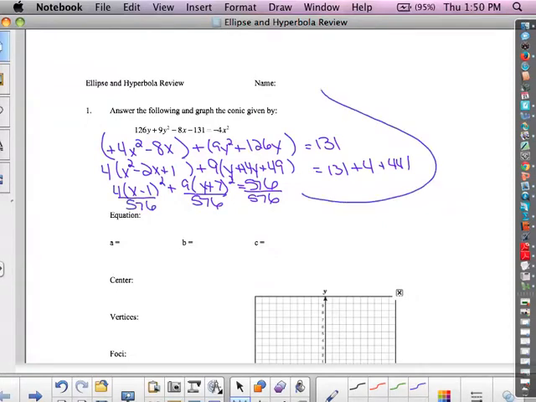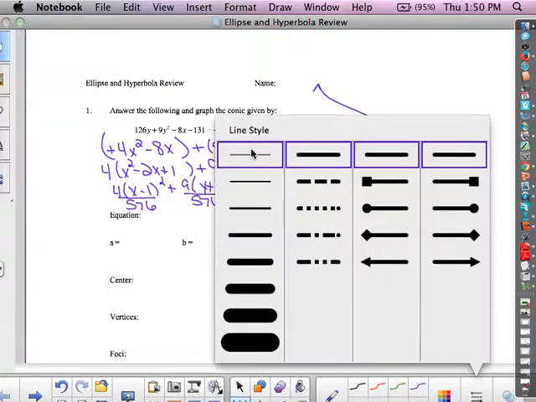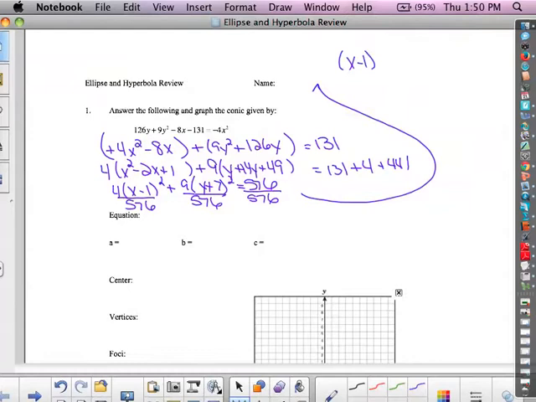And the equation you'll have is x minus 1 squared over 144 plus y plus 7 squared over 64 equals 1. So now you know you have an ellipse. You know that it is horizontal, meaning that the major axis is parallel to the x-axis. A is the square root of 144, which is 12. B is the square root of 64, which is 8.